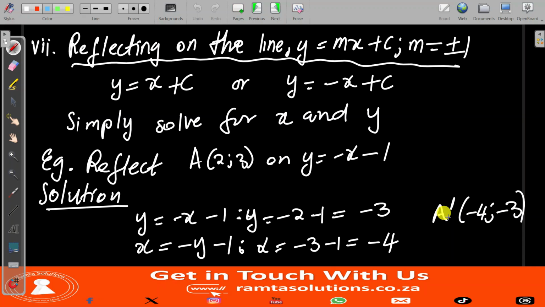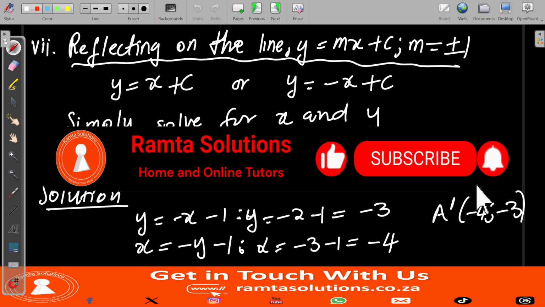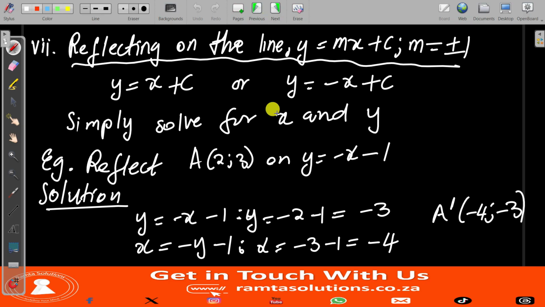Okay, so we were able to prove this. So this technique goes for when you're reflecting on the line y equals mx plus c when your gradient is either positive or negative. You will do these things. So I've shown you analytically how you can solve this and graphically how you can solve it. You good? Perfect. Let's go to the last one.